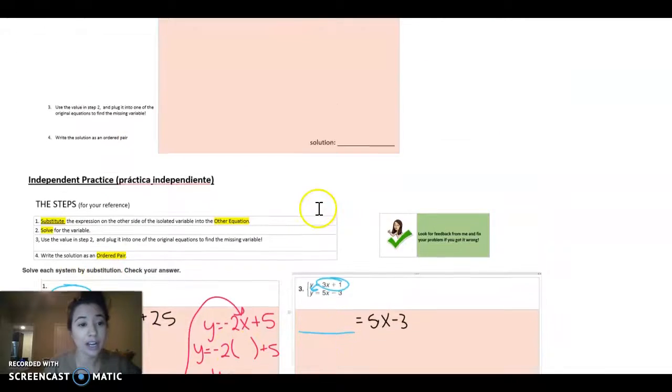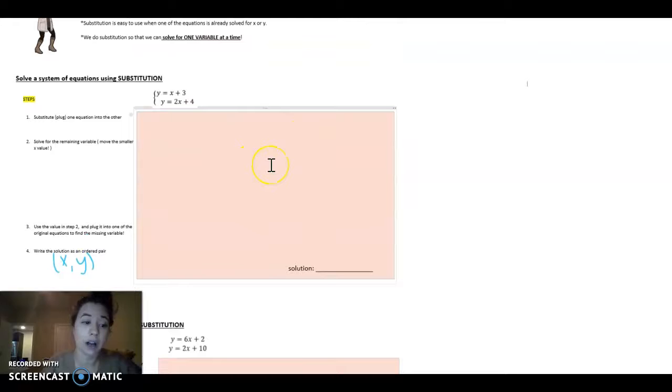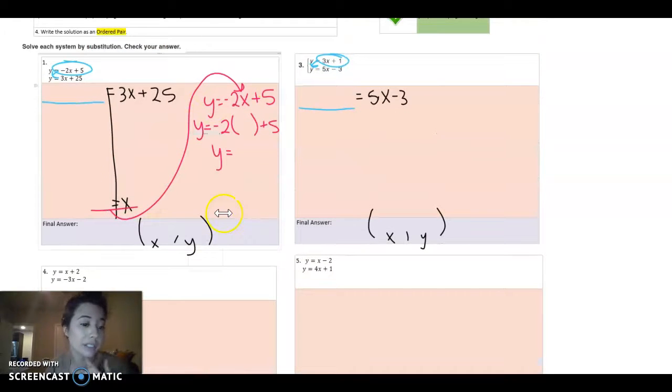So give it your best shot. Again, come back and look at these examples from our notes to help you. That's why they are there. So look back up and refer to them if you get stuck, or just send me a message and let me know you need help with this lesson.